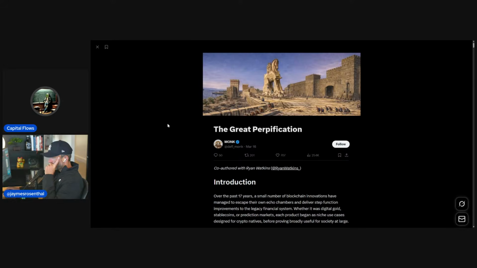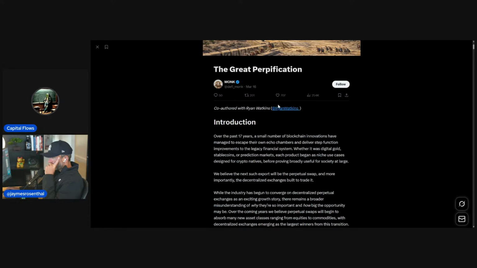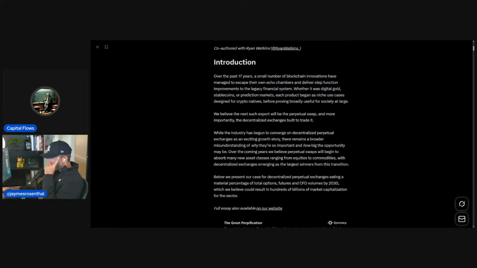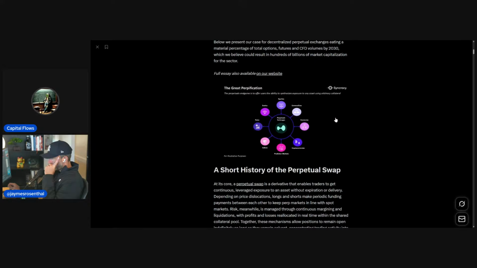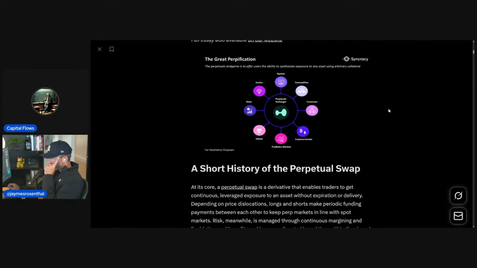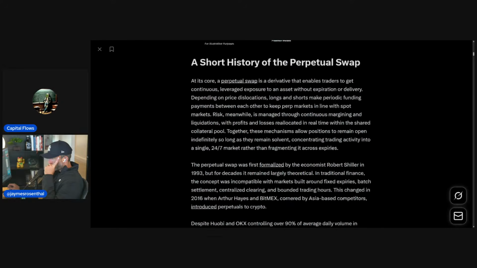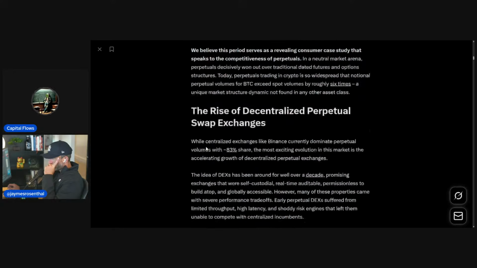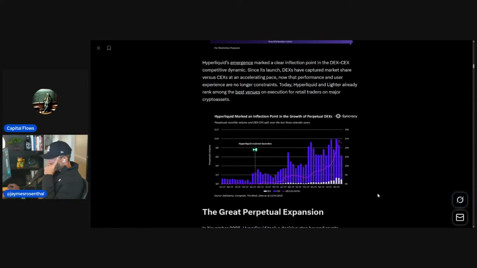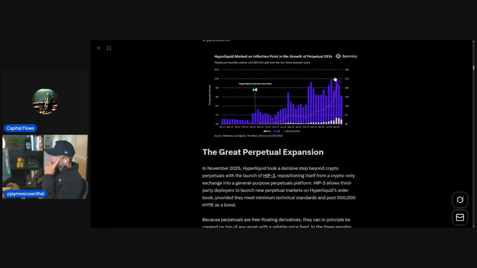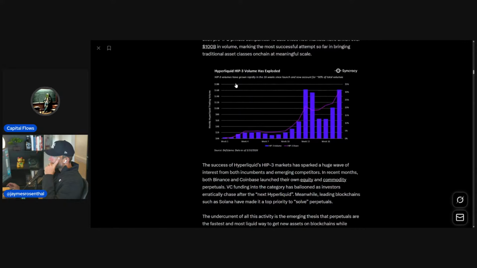And then this other article, The Great Perpification, by Ryan Watkins, cool account. And he goes over how exactly to think about this entire progress of perpetuals. And you have this great perpetualization. And I think that one of the things that is still misunderstood about perps is here's perp volume on DEX and centralized exchanges, and then perpetual HIP-3 volume has exploded here.